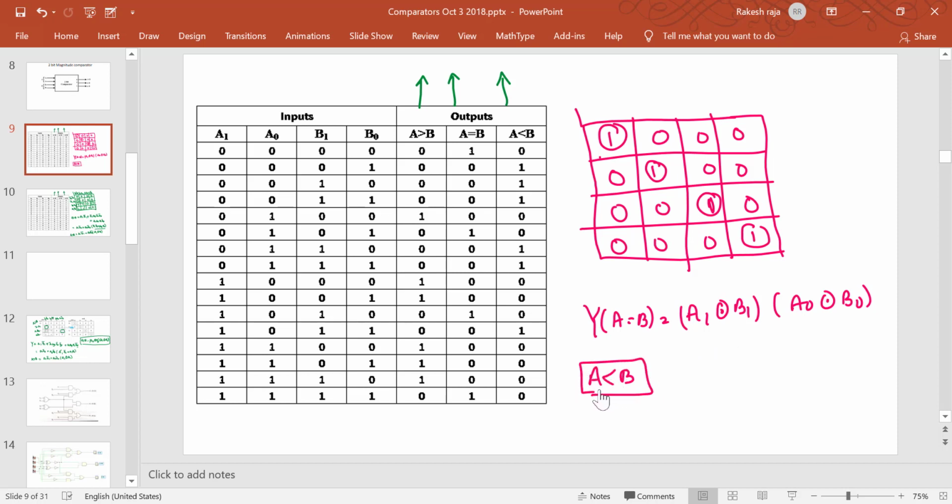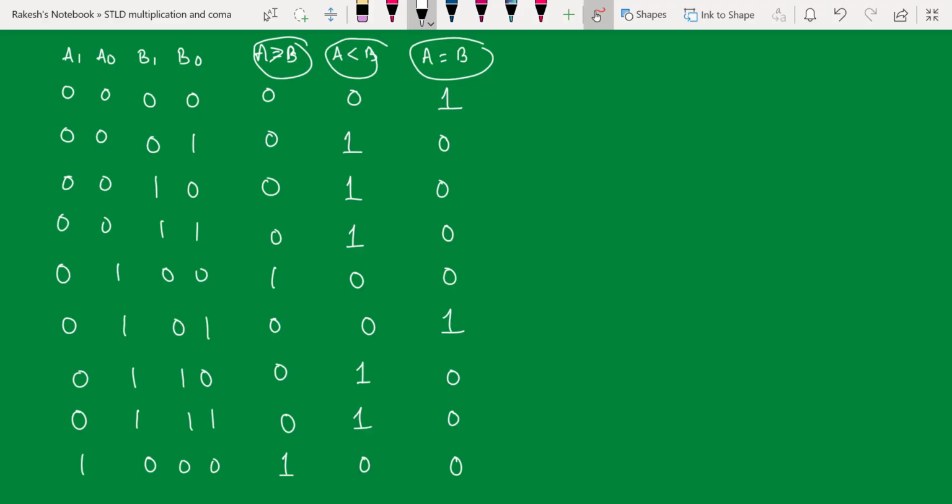Okay, if I write it for a less than b, a1 bar into b1 plus a1 XNOR b1 times a0 bar into b0. This is my output expression for a less than b. Now I am going to construct the circuit by using all the three outputs. So that means we have the output expression for a greater than b as a1 into b1 bar plus a0 into b0 bar times a1 XNOR b1.